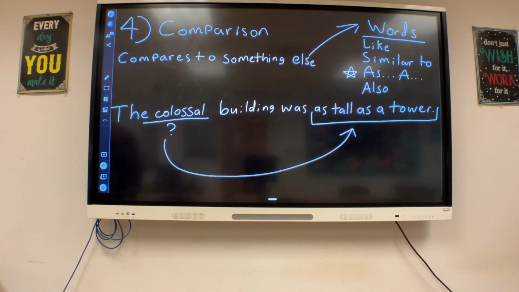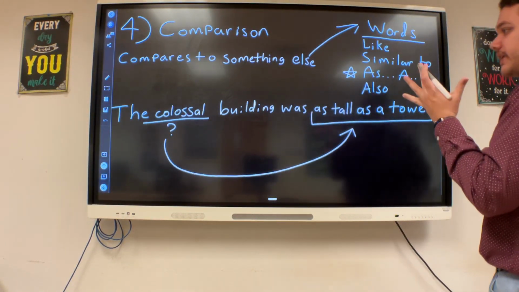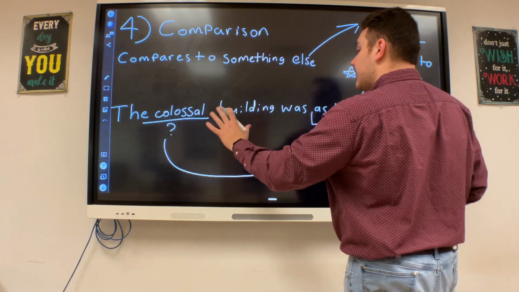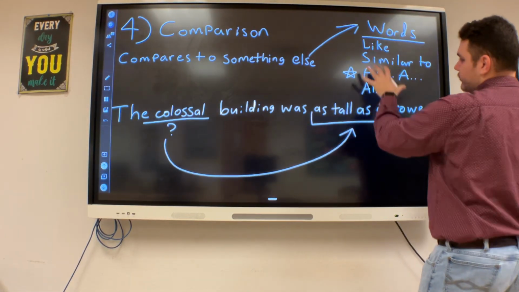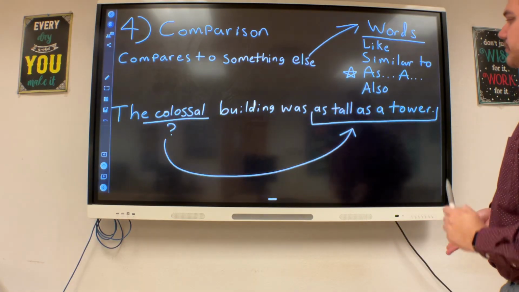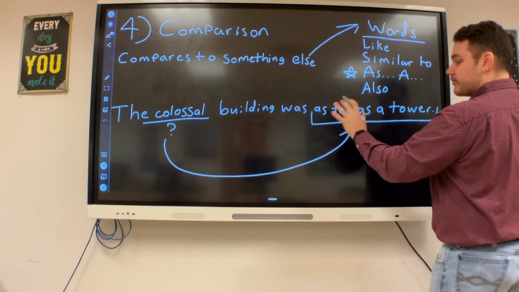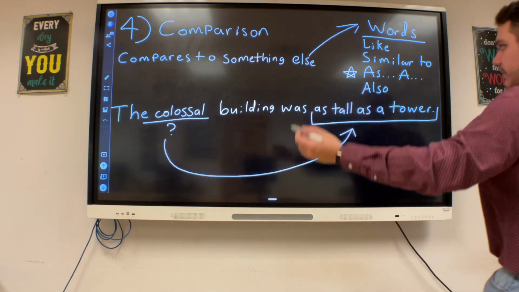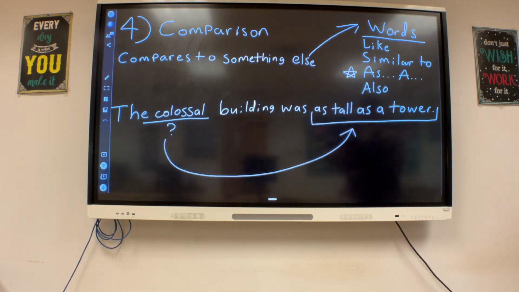Number 4 is comparison. This is kind of like the example. It just kind of restates it, compares it to something else. And so we have colossal. Again, we don't know what colossal means, but the colossal building was as tall as the tower. They have certain words to look for, like, similar to, and that's what we see right here, as blank as a blank. So as tall as a tower. We don't know what colossal means, but we can go back here and we know tall. We know towers are obviously going to be very tall. So we can put together that colossal just means big or tall, anything like that.